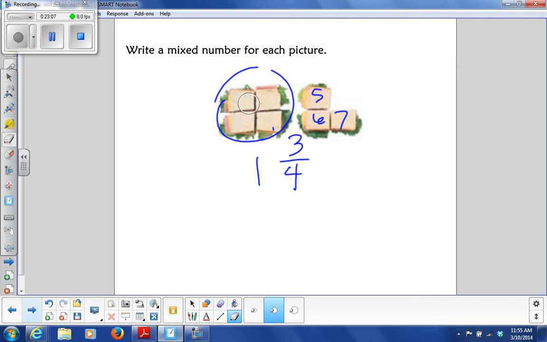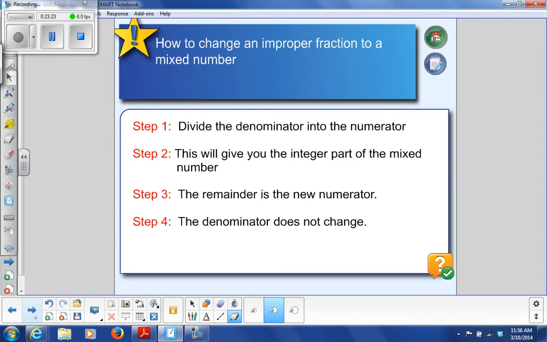We identify what our whole is, and our whole is right here, and it was divided into four pieces. Shouldn't have erased that. Okay? So that automatically goes down here to my denominator. And then I count how many pieces I have over here on the side. Okay.